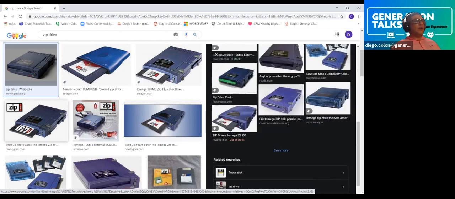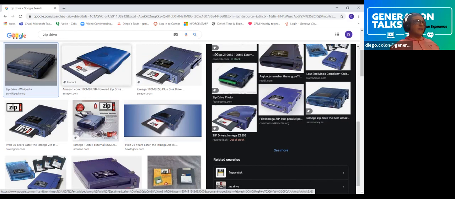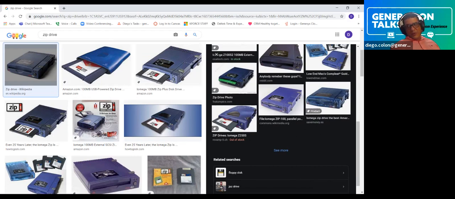Not to be confused with a floppy drive. A floppy drive is completely different, although this is considered a floppy kind of drive, but it is not a 5.25 and or a 1.44. This is a much more space, and it's a different type of floppy. Questions, doubts?